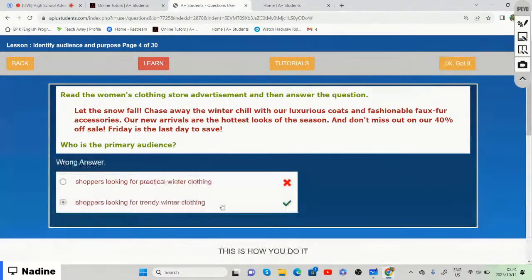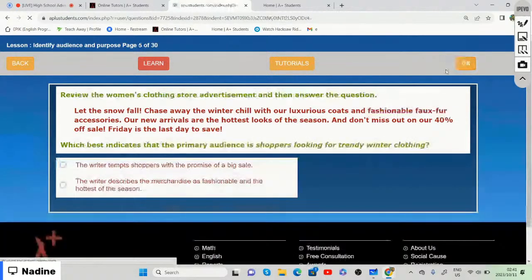All right, so basically they're saying it is shoppers looking for trendy winter clothing. I think it's probably the fashionable faux fur accessories that gives us the indication that shoppers are looking for trendy winter clothes. Remember, the tests can be quite tricky, right? So if you do get something wrong, you go to where the correct answer is, you copy that link, send it to us, and you will get 100 bonus points.